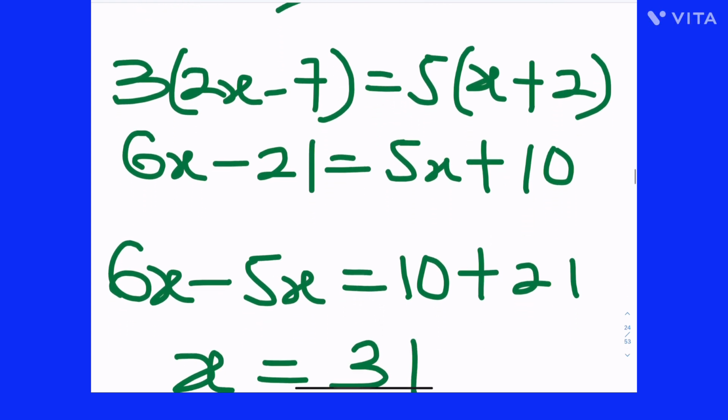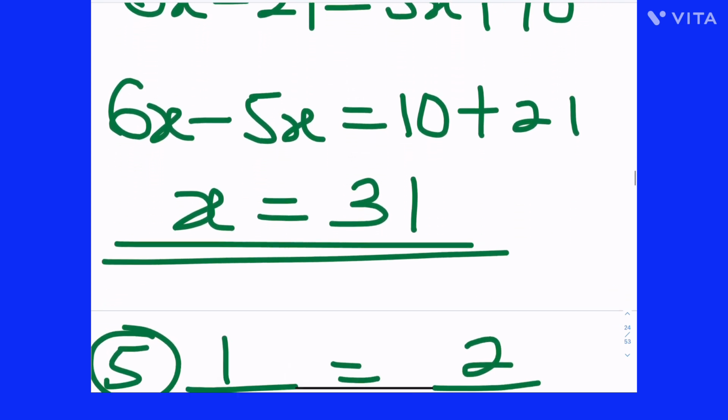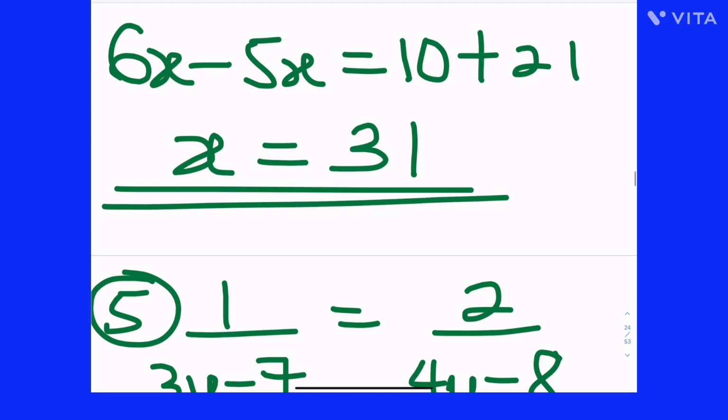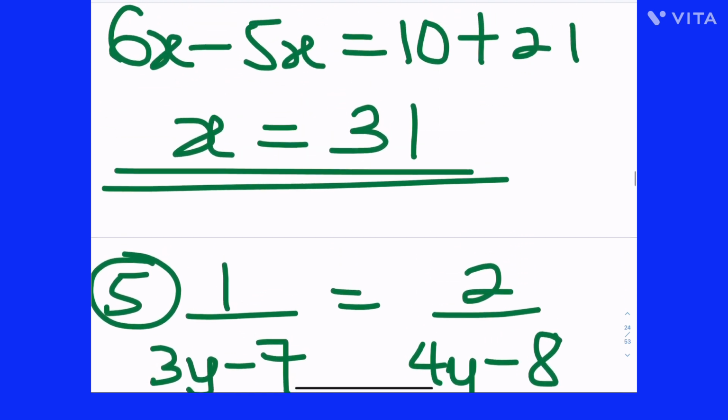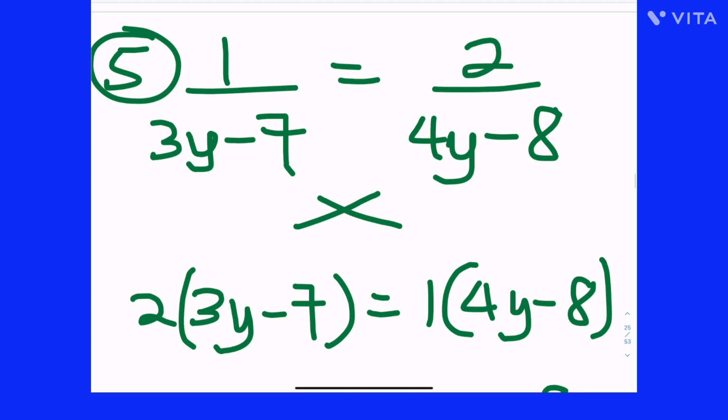Then you collect like terms. Bring this plus 5x to the left across the equal to sign. It will become minus 5x. So 6x minus 5x is equal to 10 plus 21. So x is equal to 31. That answers question 4. Question 5 is the same thing. Inspect, everything is easy. Everything is easy.